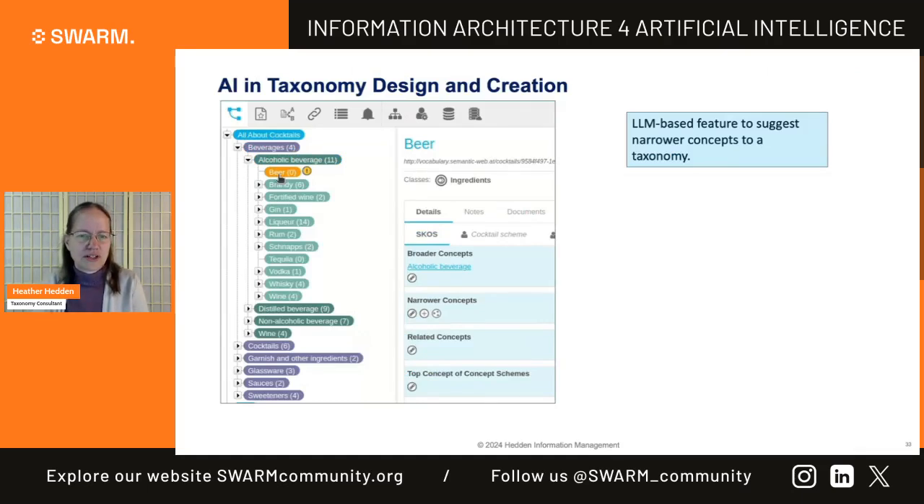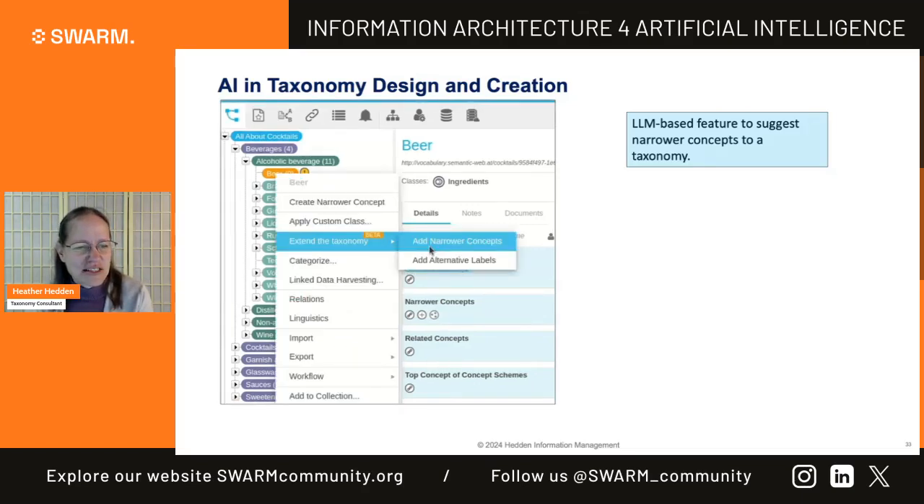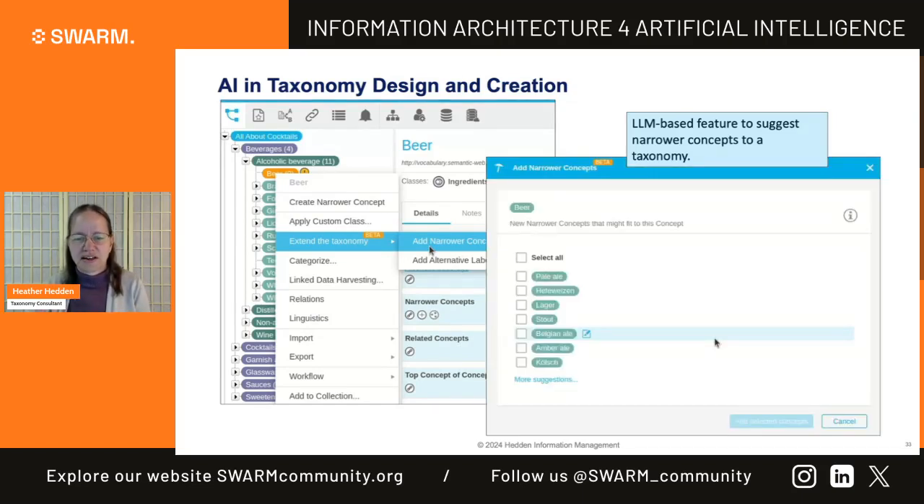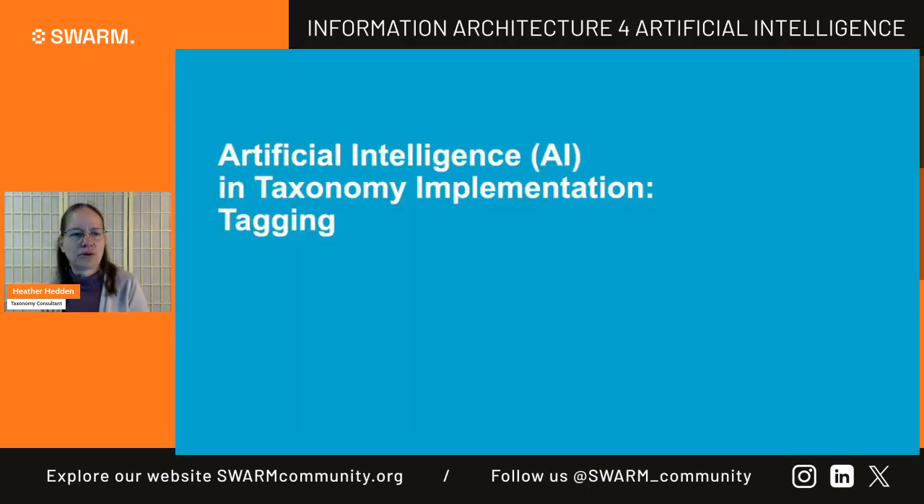And then their newer feature is the LLM-based feature to suggest narrower concepts to a taxonomy. So this is their demo taxonomy on cocktails and other beverages. So we have beer, and add narrower concepts, and then you extend the taxonomy. So that's a new feature there, and you can see it suggesting these other possibly narrower concepts, and then the user taxonomist can select from them. Being incorporated into the user interface of a taxonomy management system is relatively new, but I know others are doing this as well, whether they're using this tool or not.